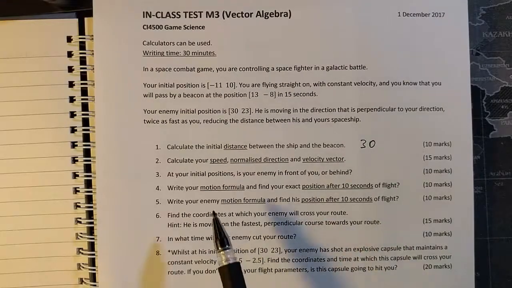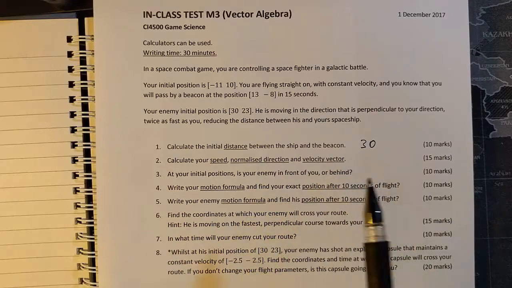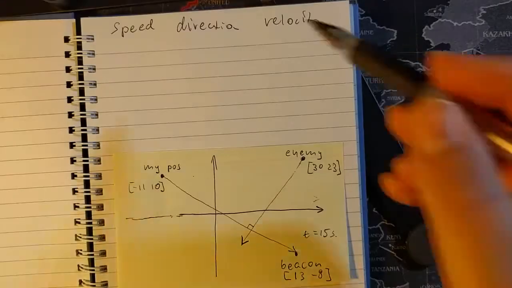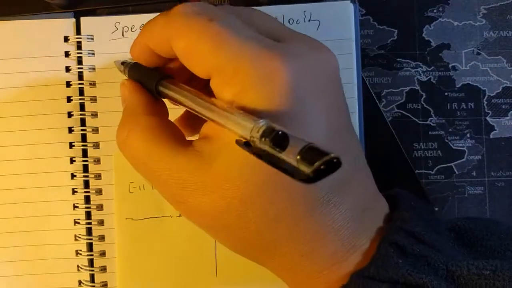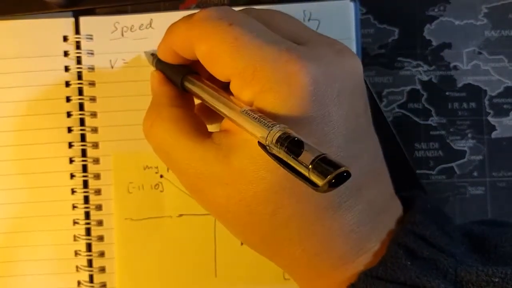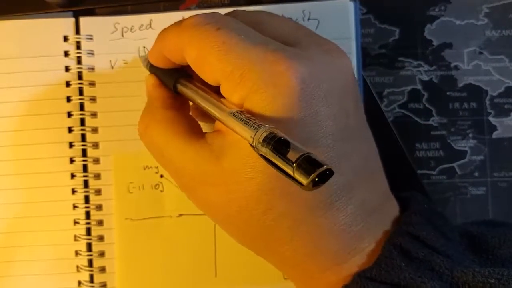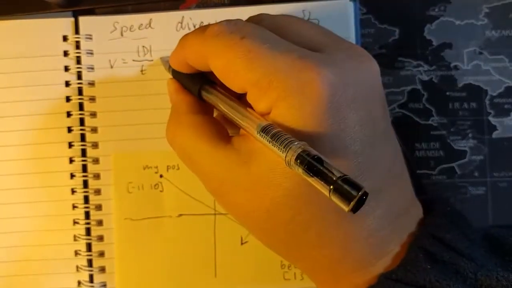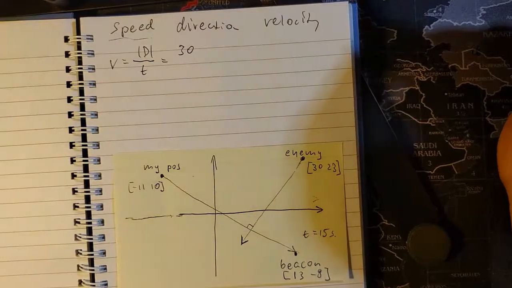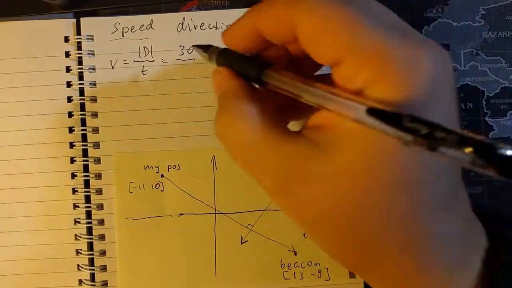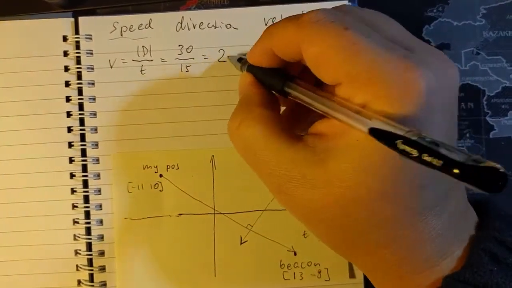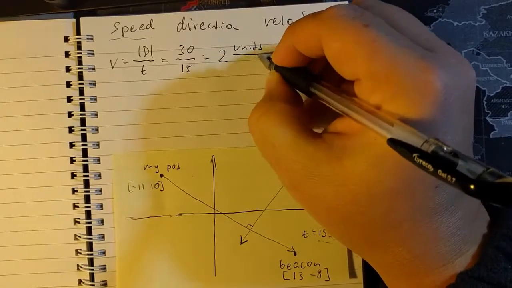Question number 2. Calculate your speed, normalized direction and velocity vector. How to calculate the first thing on this list, speed. We already know the distance, we also know the time. A very simple calculation for the speed is the distance divided by time. Our distance calculated in the previous point was 30, and time of travel is 15 seconds. Therefore this is 2 units per second.